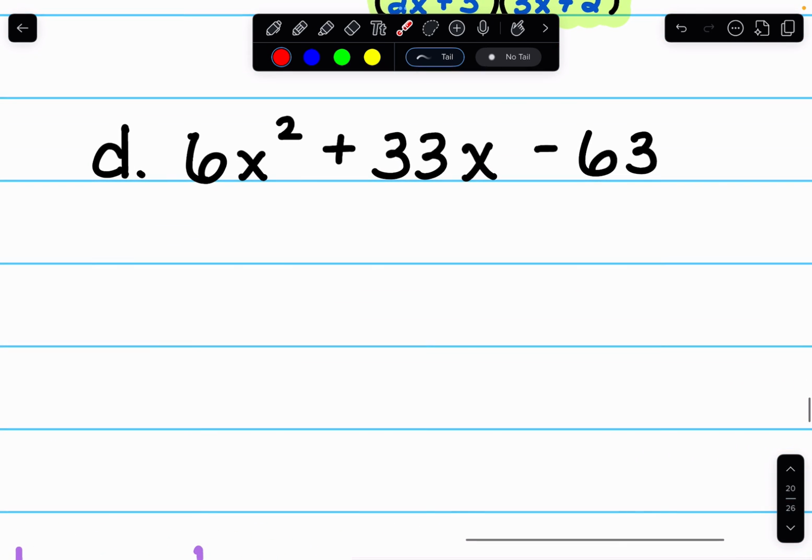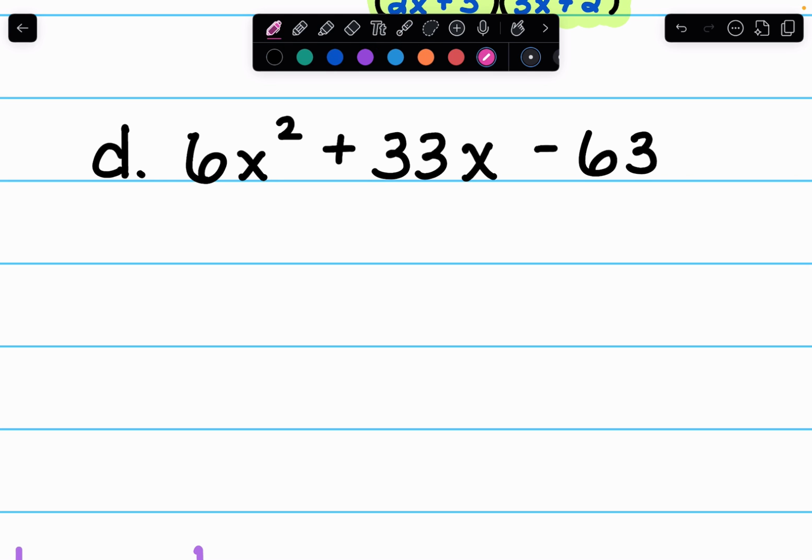All right, one more. This one looks pretty tough, right? Because you have 63, so that's a pretty big number. And then if you remember from the previous lecture in class, we talked about if you can take out the greatest common factor, take it out. So these all have a 3 in common. I can take out a 3 from every single term, so I'm going to do that. And I'm left with 2x squared plus 11x minus 21.